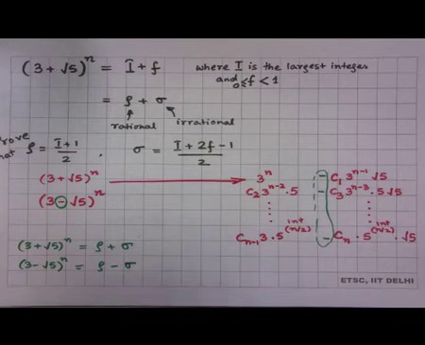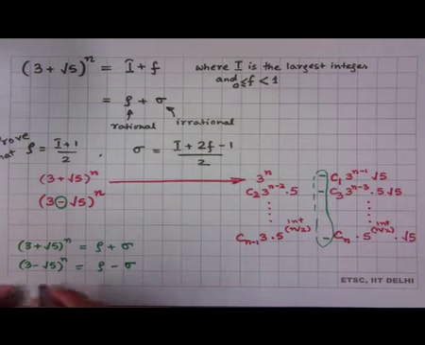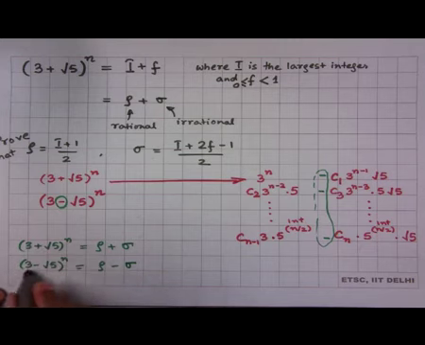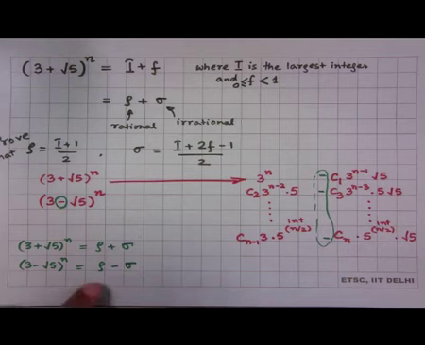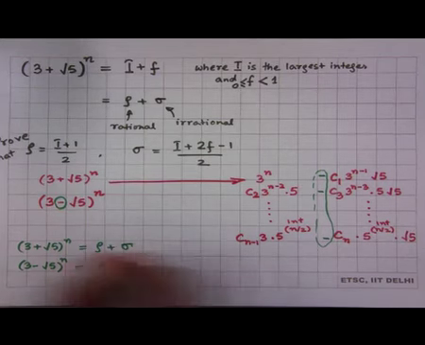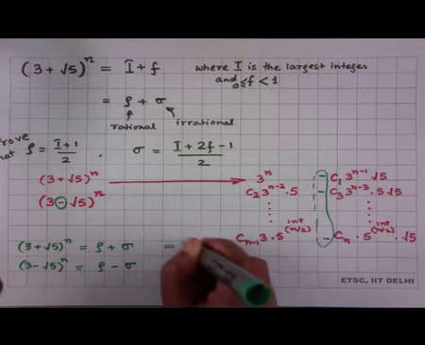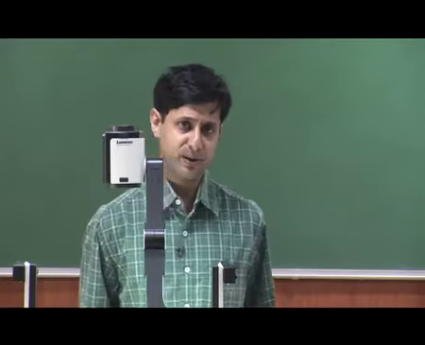Is that straightforward? So, add the 2, what are you going to get? So, you are going to get 3 plus root 5 whole power n plus 3 minus root 5 whole power n divided by 2, that is rho. Is that fine? Okay. Now, this is also equal to I plus f, where I is the integer part and f is some fractional part.